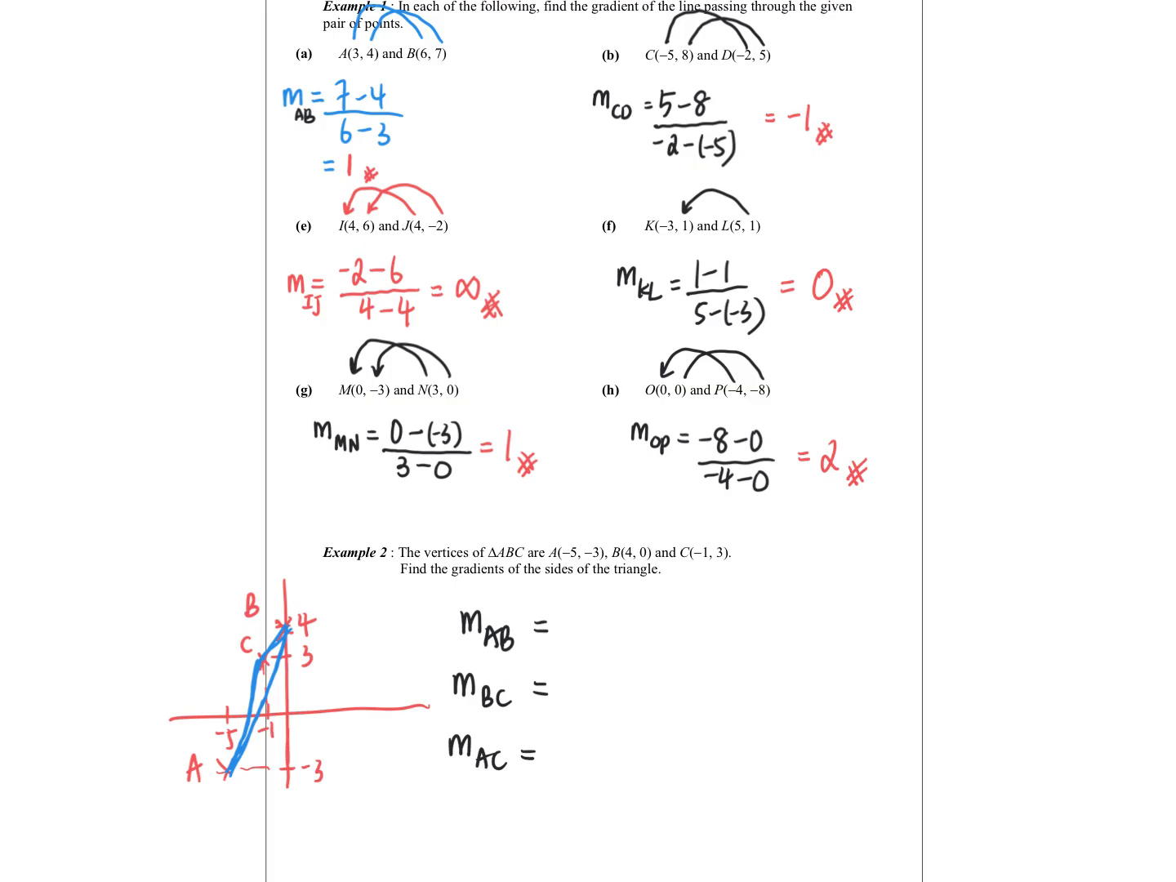Okay, keep doing. They want you to find the gradient of the three sides of a triangle. Go and find AB, BC, and AC.